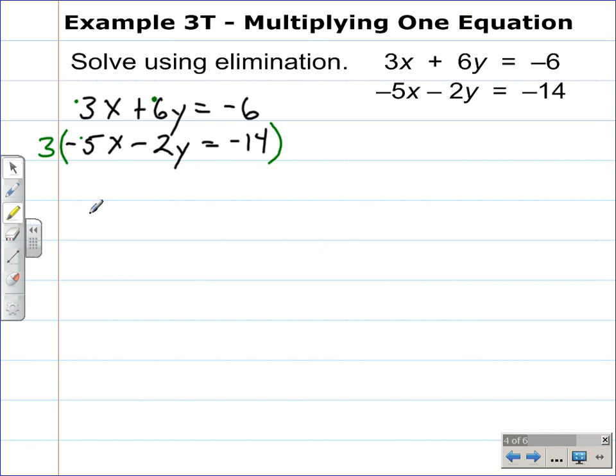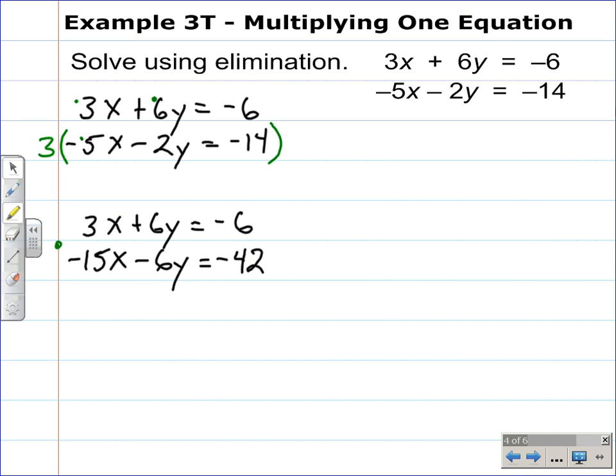First, I'm just going to copy down the first equation to keep myself straight. So that would be 3x plus 6y is equal to negative 6. Now on this line, I'm going to write the result of multiplying the second equation by 3. 3 times negative 5x is negative 15x. Negative 3 times minus 2y is minus 6y. And 3 times negative 14 is negative 42.